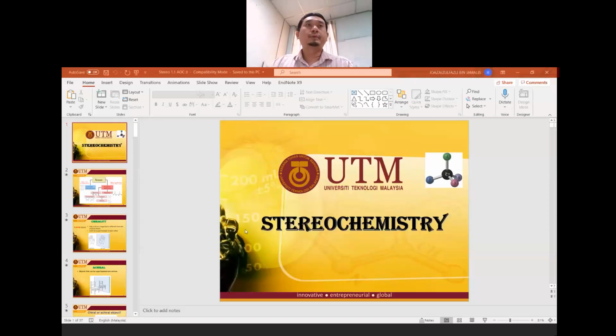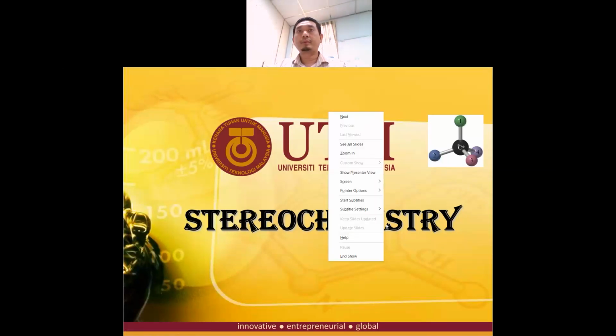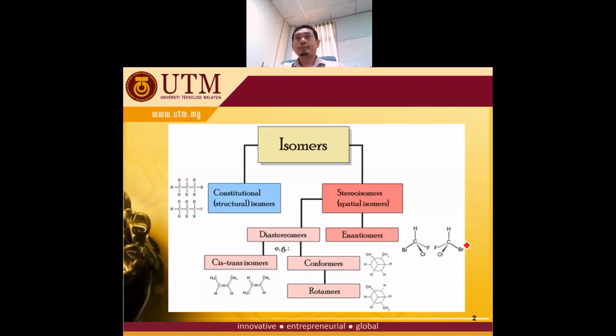Okay, so this first chapter is actually just a revision from the UG. Stereochemistry. If we look at the isomers, we can divide them into two. First is structural isomers, or what we call constitutional isomers. Another one is the stereoisomers.